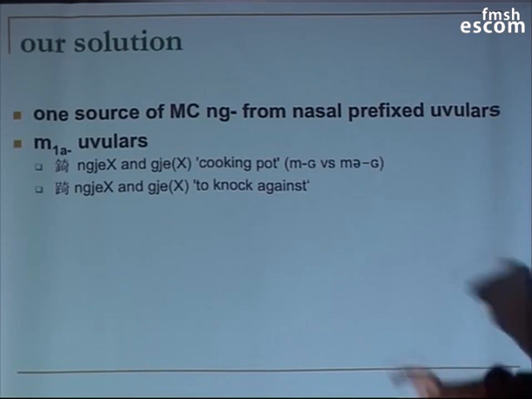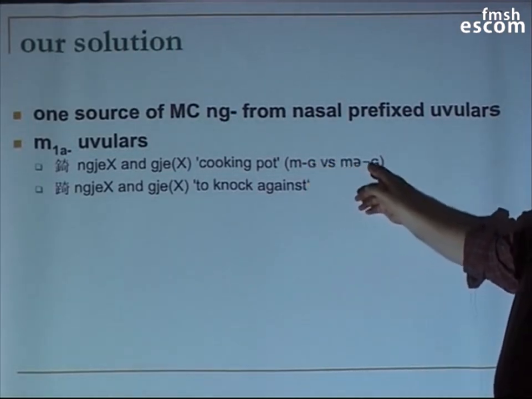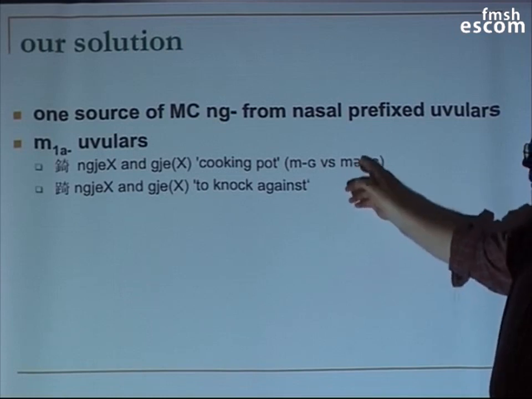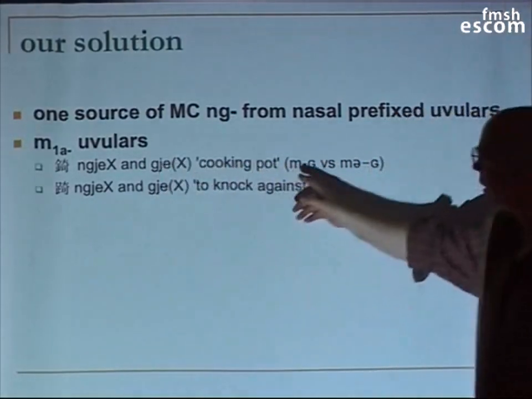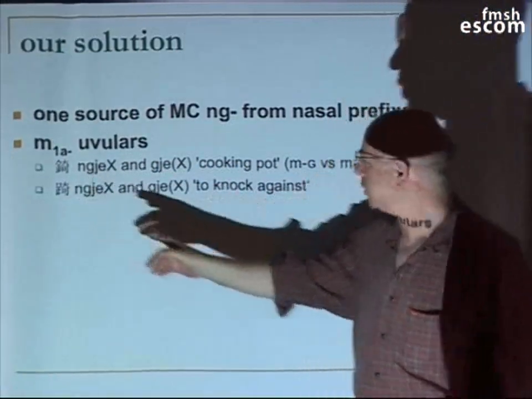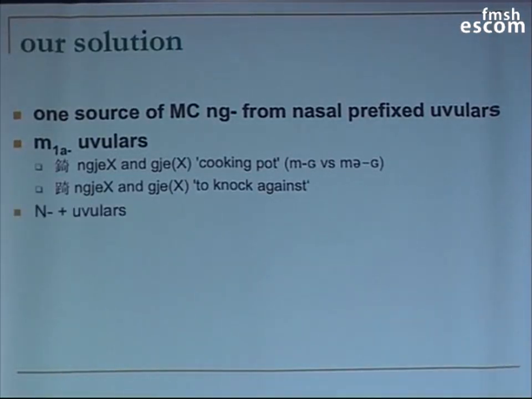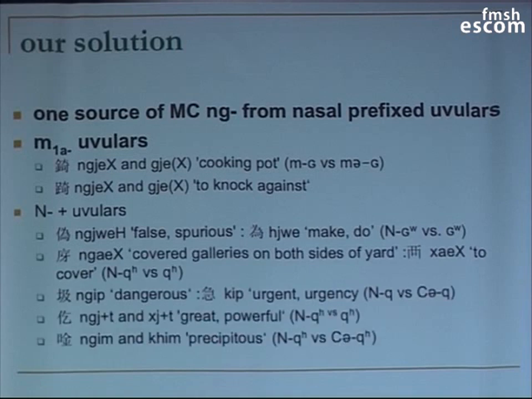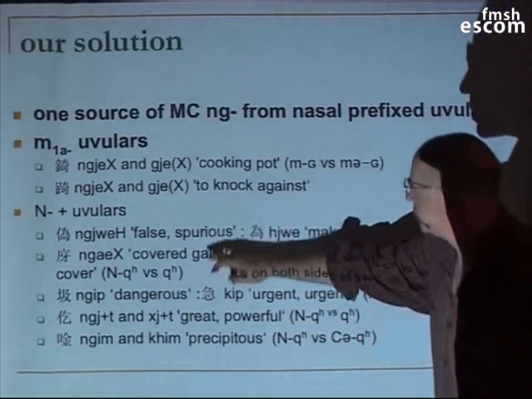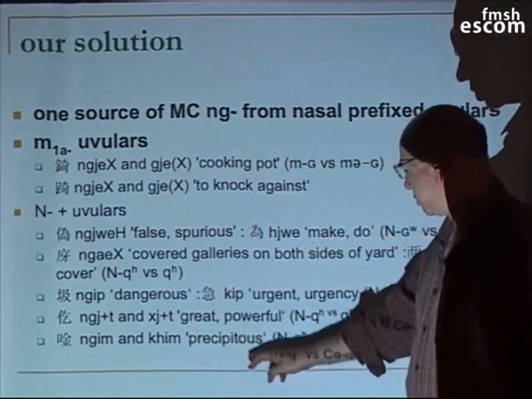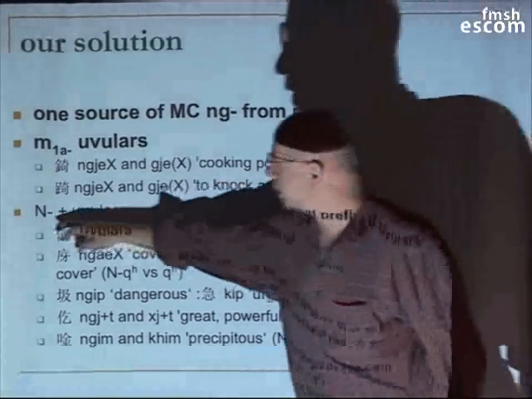This is probably the instrumental M1. So it's M1B or M1C. But this one is volitional. And we reconstruct here MG versus M capital G. So the M capital G will change the G into a velar, and the MG will give you an N. Same thing here, except that it's a different prefix. Now you also get capital N plus uvulars. And look at all these examples, they're all adjectives. False, covered, dangerous, great, precipitous. So this is a good context for N.